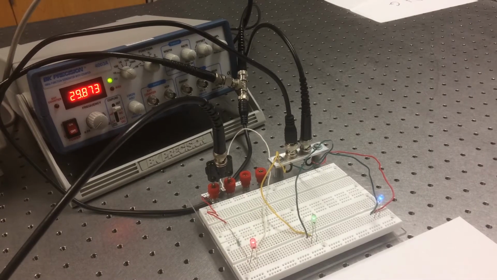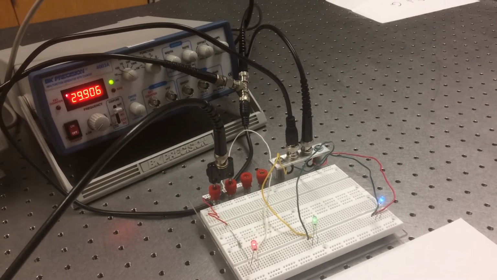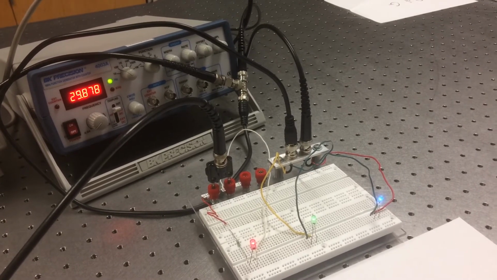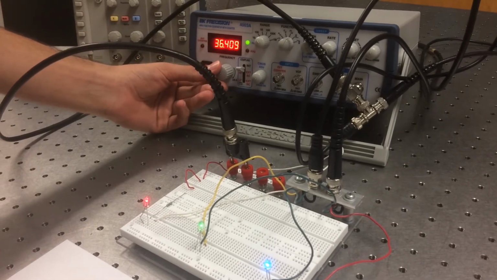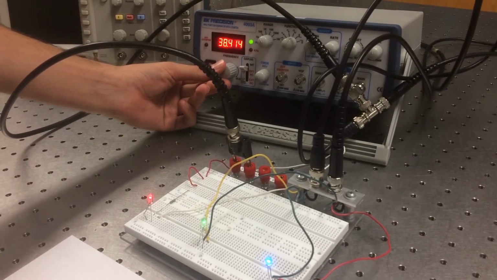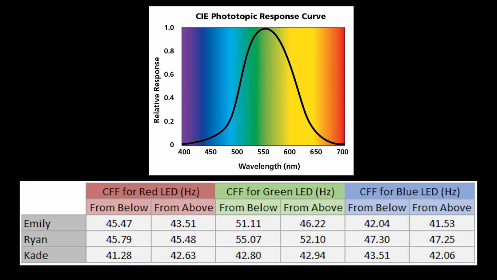In this setup, we have a function generator hooked up to a circuit board with 3 different LEDs, a red, a green, and a blue. In order to find the critical flicker frequency, we increased the frequency up until we could no longer see the LEDs pulsing. As you can see on this graph, green had the highest flicker frequency for each of us, as it most closely corresponds to the peak of the photopic response as shown on this plot.